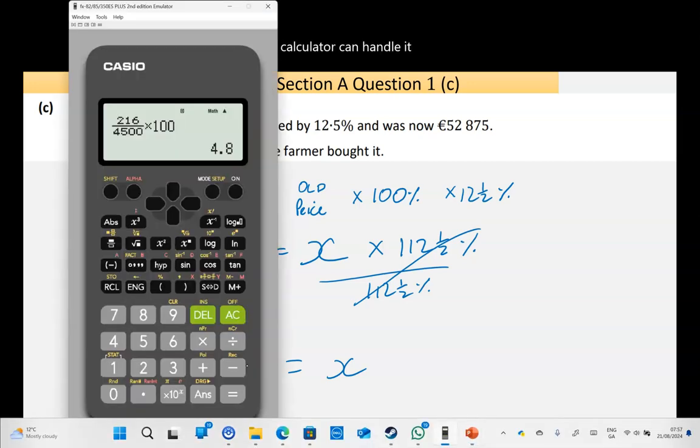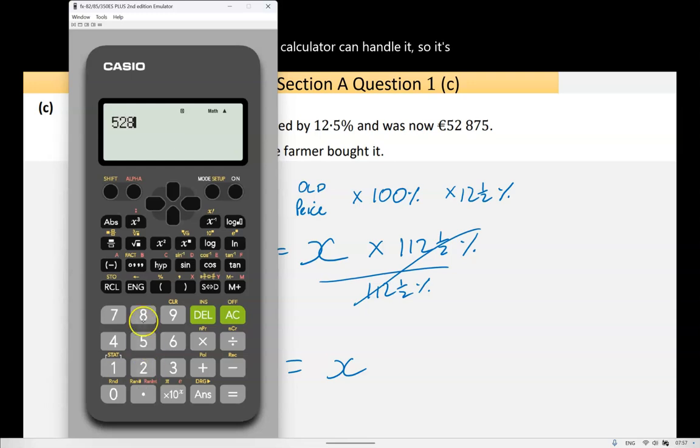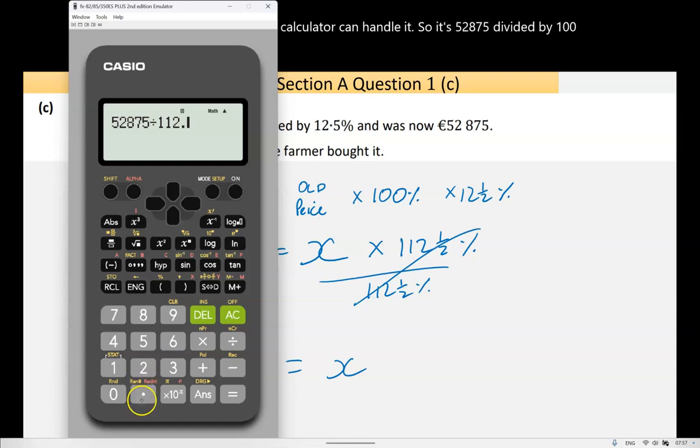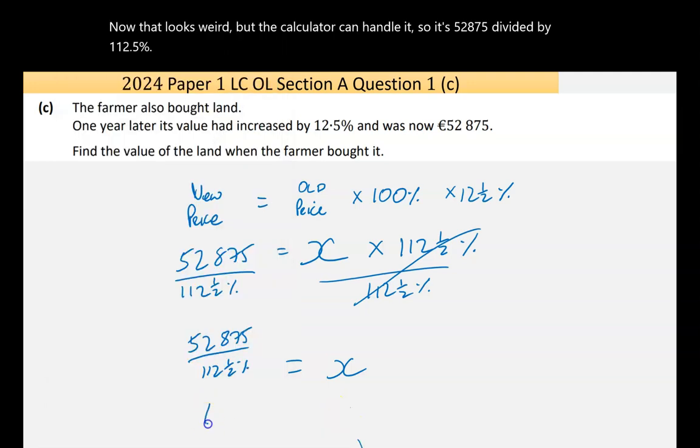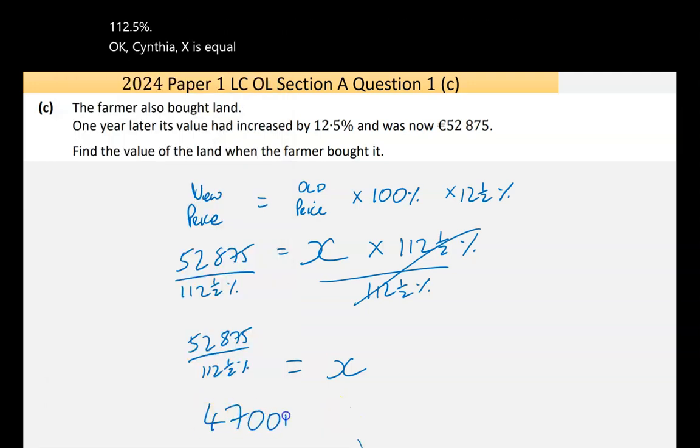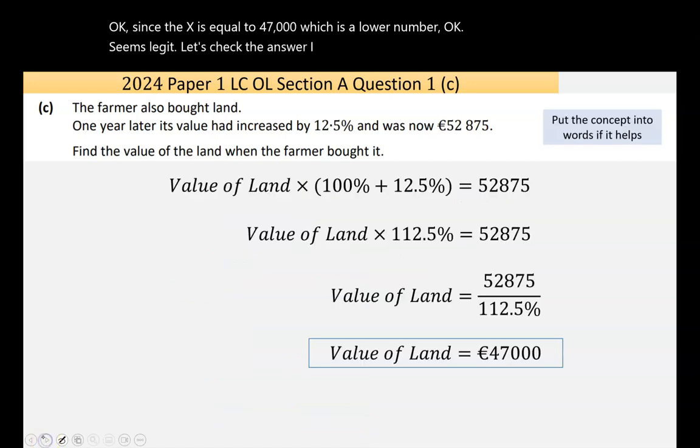So it's 52,875 divided by 112.5%. Okay, simply X is equal to 47,000, which is a lower number. Okay, seems legit. Let me just check the answer I have here. Yeah, same answer. So in the notes, I kind of did a similar way.